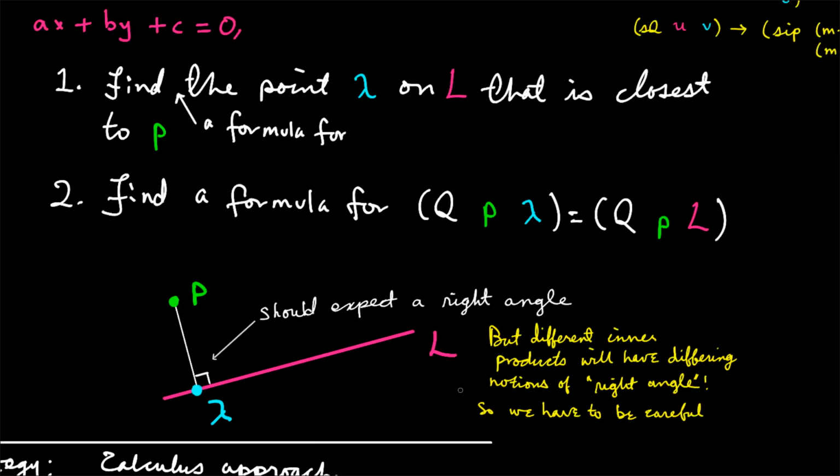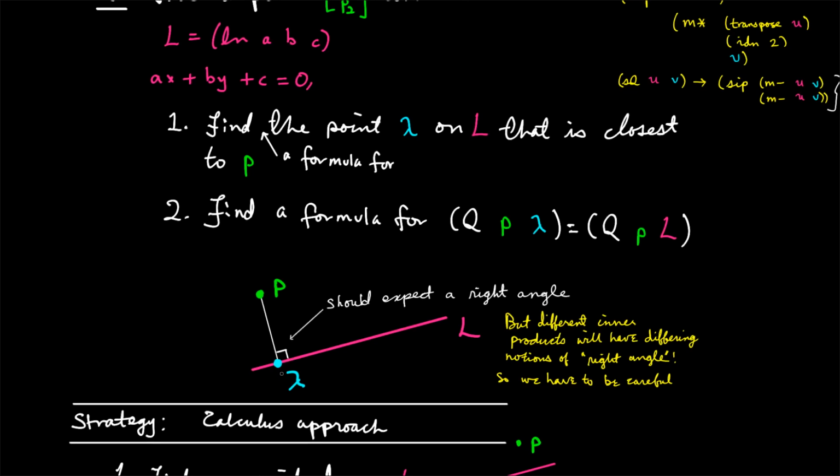Alright, so here's a diagram of what we're doing. You have a point, you have a line, we want to find this closest point. You should expect a right angle, because if you deviate from this, the length gets longer. Different inner products will have differing notions of right angle, so it doesn't always correspond to this picture, so you have to be a little bit careful.